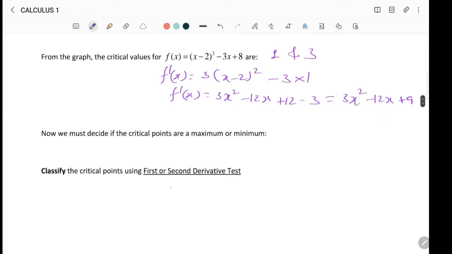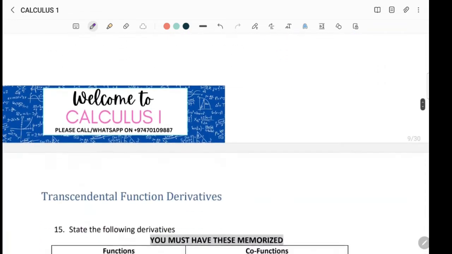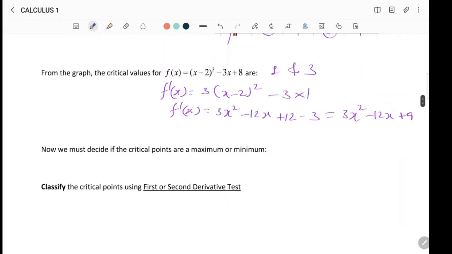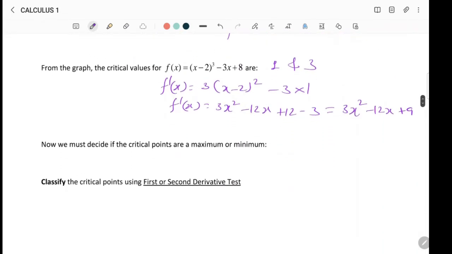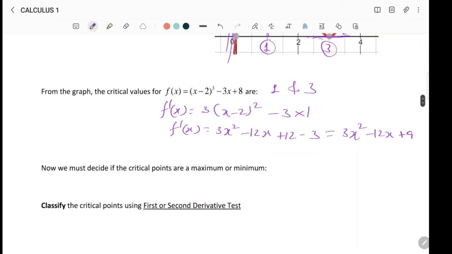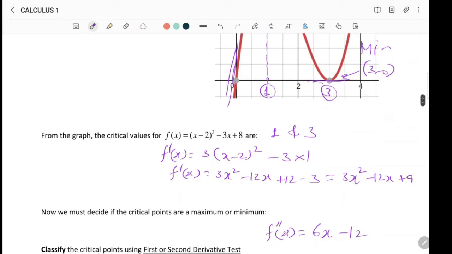Classify the critical points. Oh, here they're telling that we have to verify mathematically as well. So we did it many times, we know that. We have to find f double dash x also. So f double dash x will be 6x minus 12. And now put x equals 1.